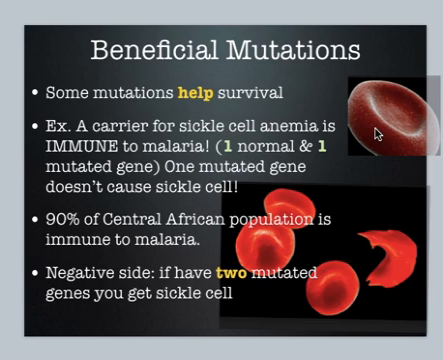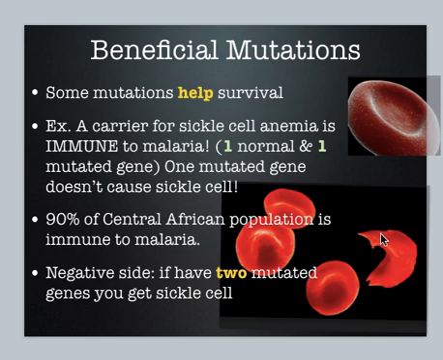The organism can't land on the red blood cell to lay its eggs. So they don't get malaria. That doesn't mean their blood's not contaminated. The critter will live out its life, and when it lives its life, it dies. However, if you get 2 mutated genes, one from each parent, that does not give you immunity to malaria.